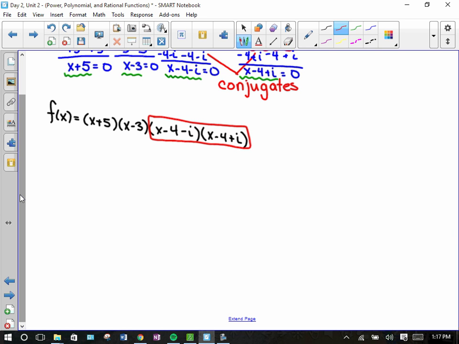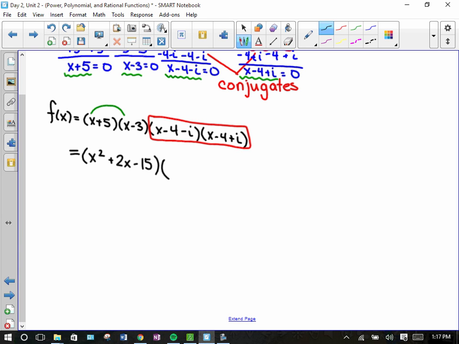I'm going to have x times x, that's x squared. I'm going to have x times negative 3, that's negative 3x. 5 times x, that's 5x. So I have 5x and negative 3x, that leaves me with plus 2x. 5 times negative 3 is negative 15. Now I'll multiply this one.